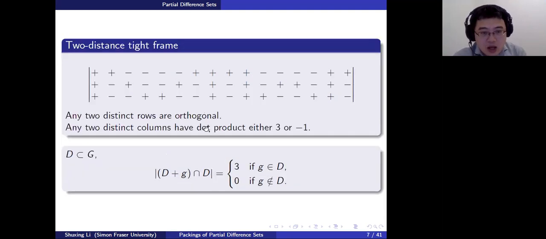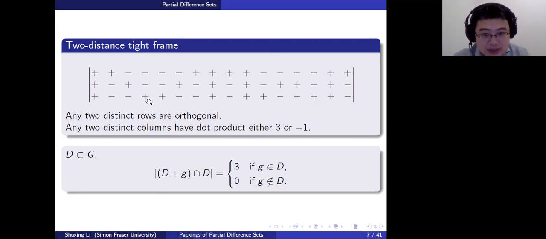So I think many of you are interested in frame theory. And here is a very elegant example. We consider a matrix of size 3 by 16 consisting of plus or minus 1 entries. This matrix satisfies the following two nice properties. First of all, any two distinct rows are orthogonal. Any two rows have dot product equal to 0.